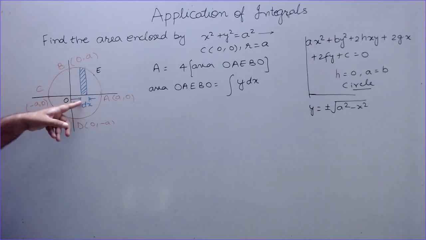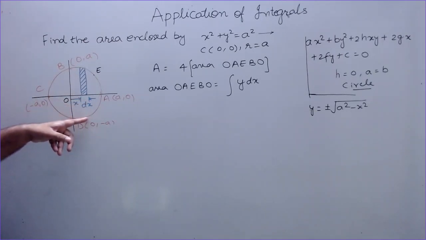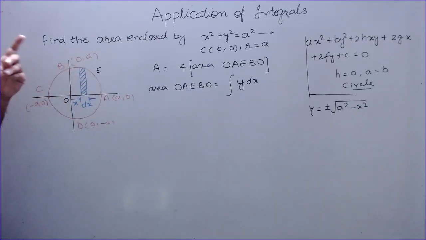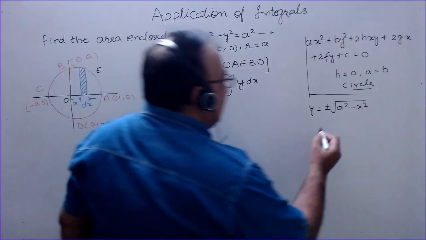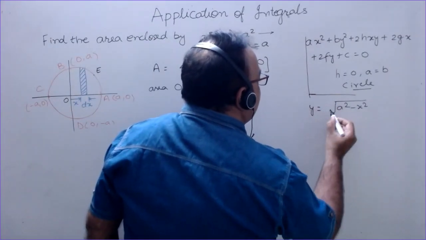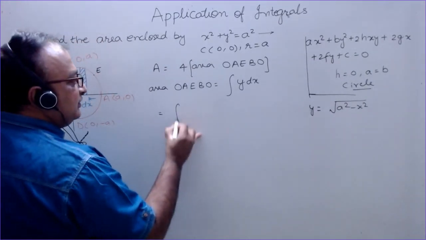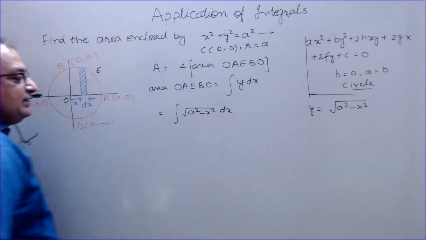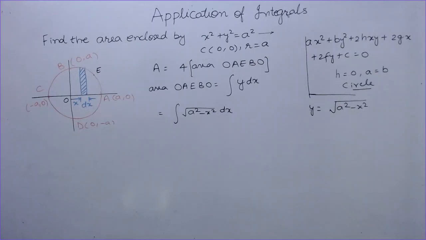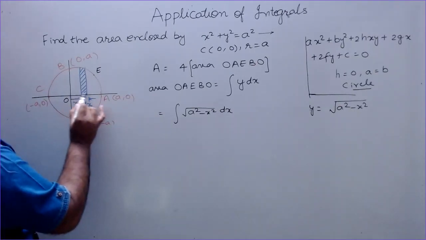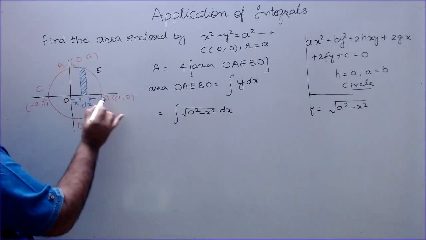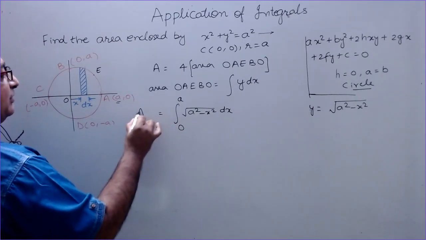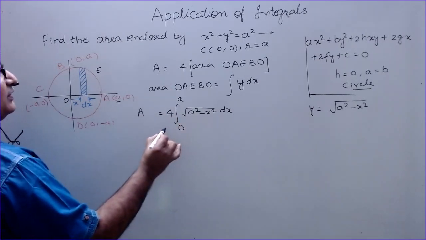Then the strip will be extended in this direction up to here. Now we are taking the area of the first quadrant only, so y here is positive. So we have to take the plus value of y and neglect the negative value. So this area is the integral of the square root of a square minus x square dx. Now x is the variable. X varies from this point to this point. Here x is 0, here x is equal to a. So 0 to a.